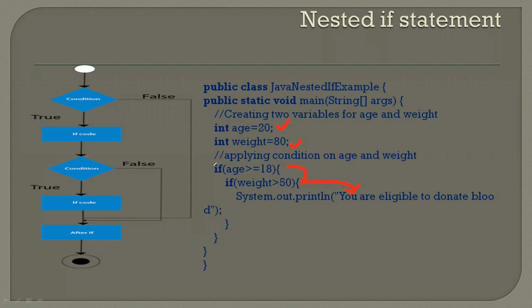So there is one if condition inside another if condition. So the second if condition is called the nested if, right? The second if condition is called the nested if. Now let us move to the next slide.